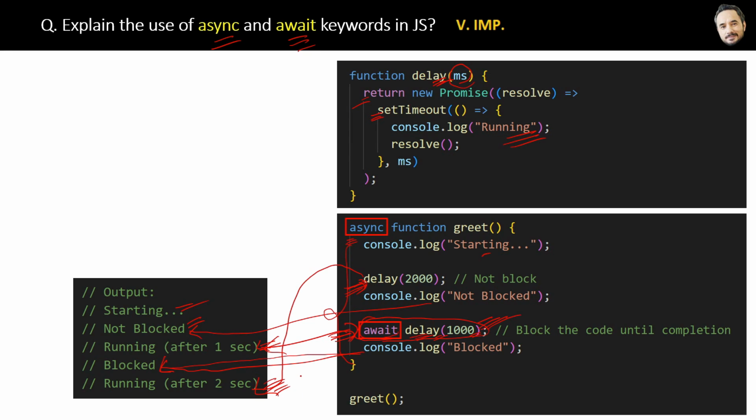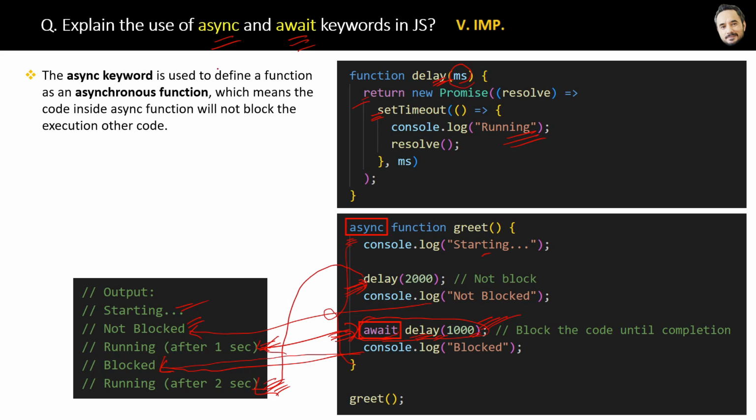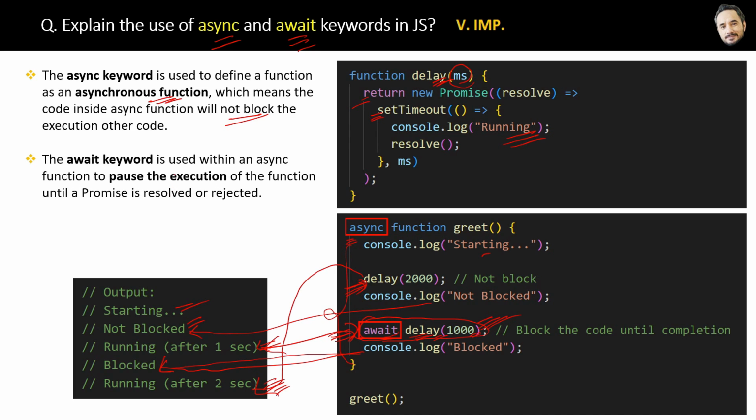Now, finally, the definition of the async and await keywords. The async keyword is used to define a function as an asynchronous function, which means the code inside the async function will not block the execution of other code. But at some points inside the async method, we want the execution to be in a synchronous manner. Therefore, at those points, we need await keywords. The await keyword is used within an async function to pause the execution of the function until a promise is resolved or rejected. So that is the whole story about the two brothers whose names are async and await.